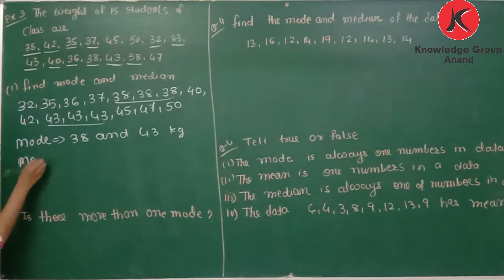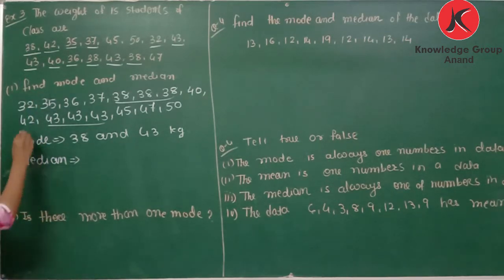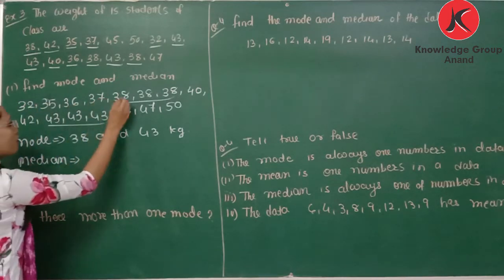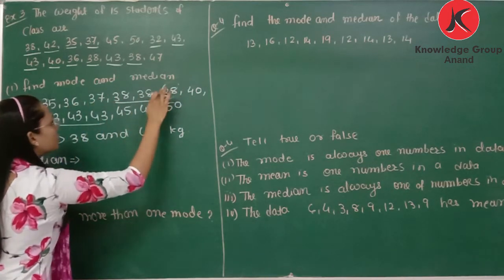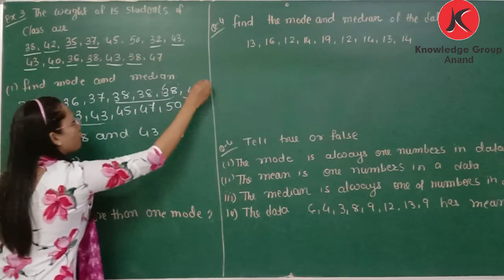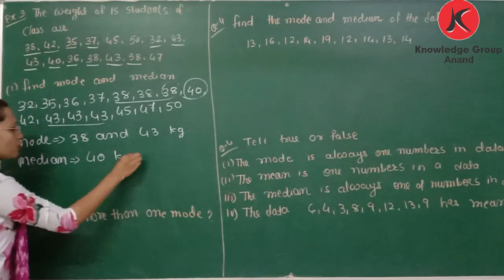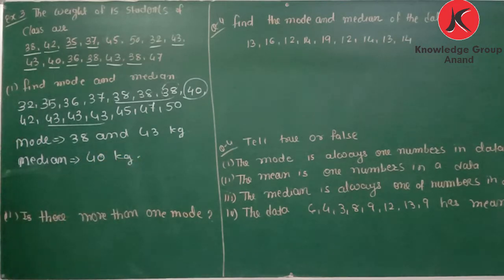Now median. Median means again it is the central value. So it is 15 data, which means 7 will be on the left side and 7 on the right side. So 1, 2, 3, 4, 5, 6, 7. 1, 2, 3, 4, 5, 6, 7. So 40 will be the central value. So here our median for this data is 40 kg.